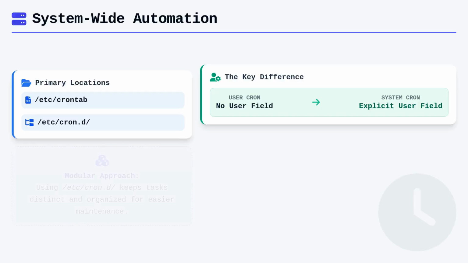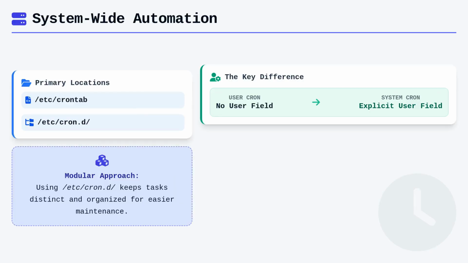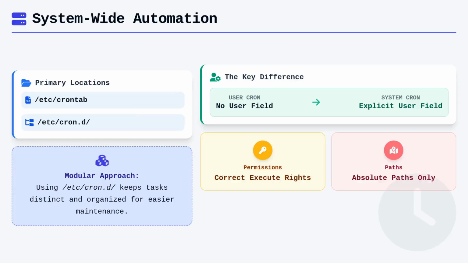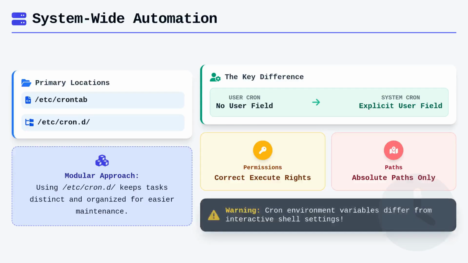Placing a configuration file inside /etc/cron.d is the preferred method for sysadmins to manage automated updates or log rotation scripts because it keeps the configuration modular and distinct from the global system crontab. Always ensure that these scripts have the correct execute permissions and that they use absolute paths to invoke binaries, as the environment variables in a cron session differ significantly from your interactive shell.